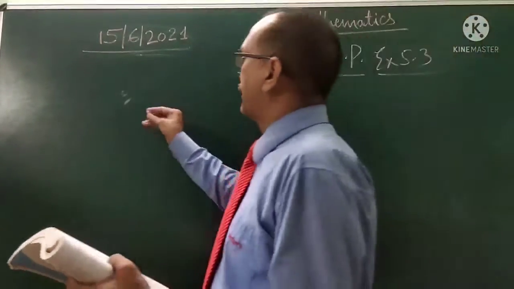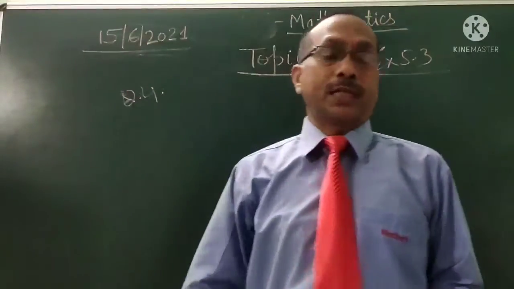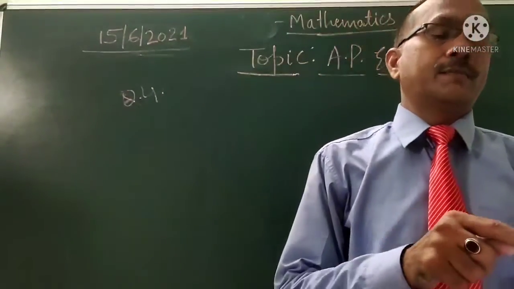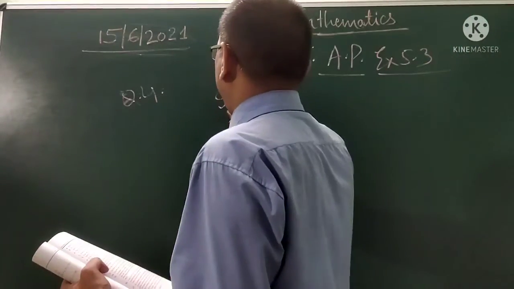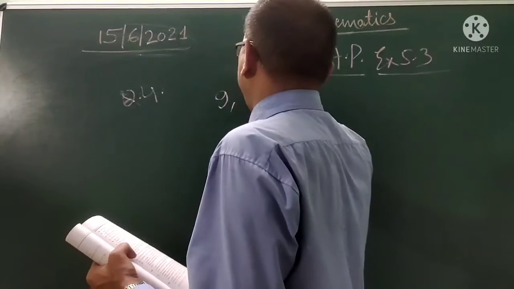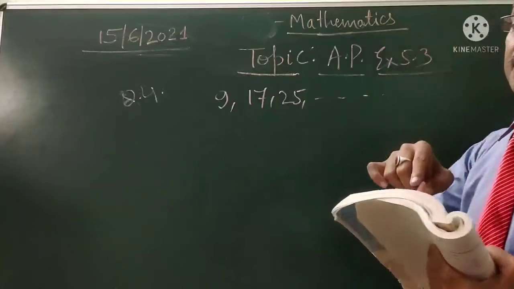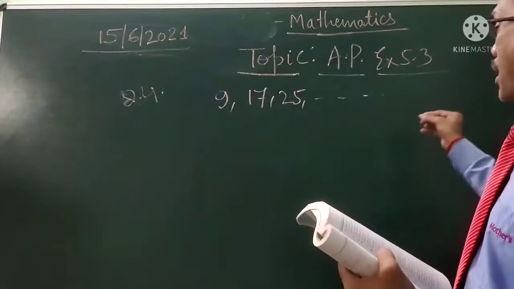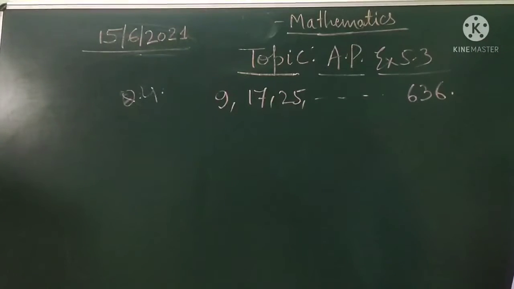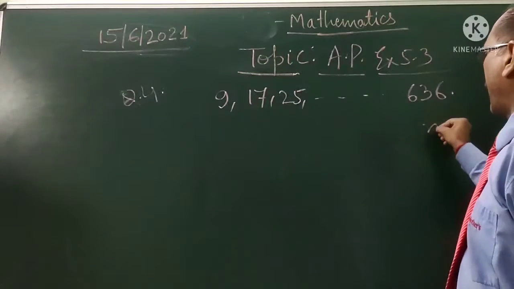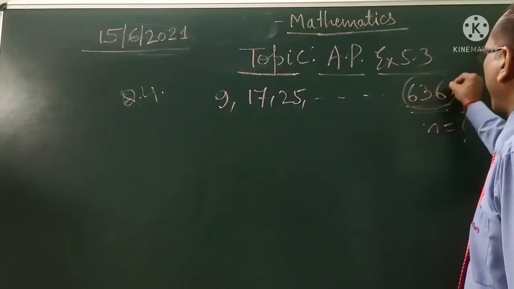Question number 4. The question is, how many terms of the AP 9, 17, 25, and so on must be taken to give a sum of 636? Students, we have to find n. And this is the Sn, the sum of n terms.